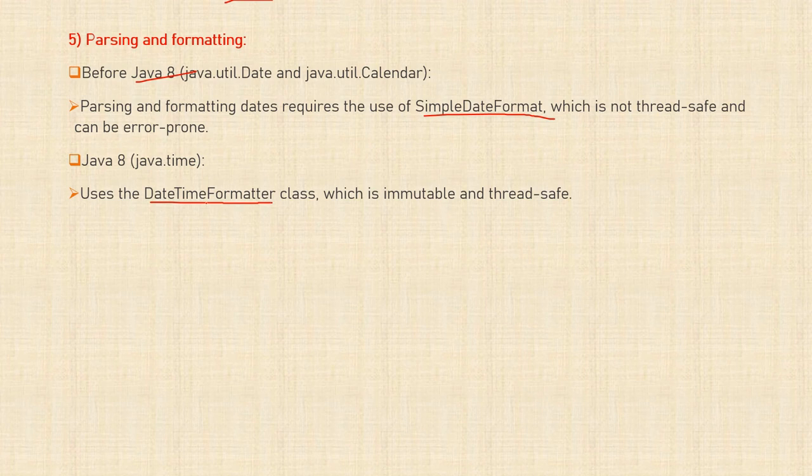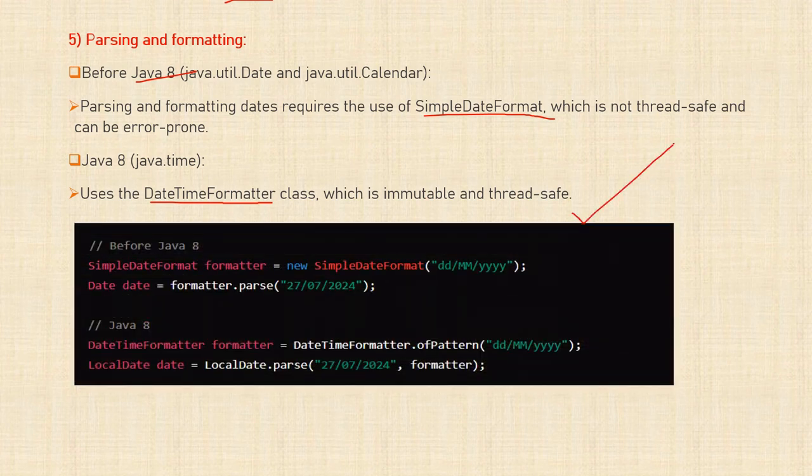DateTimeFormatter is immutable and thread safe, so it is easy to use in a multi-threaded environment. How can you use it? This is an example you can take. Before Java 8, the SimpleDateFormat class is there. You get the instance, providing the format in which you want to print, dd-MM-yyyy. Then date equals format.parse, and this date will be parsed in this format. In Java 8, you can use DateTimeFormatter.ofPattern.